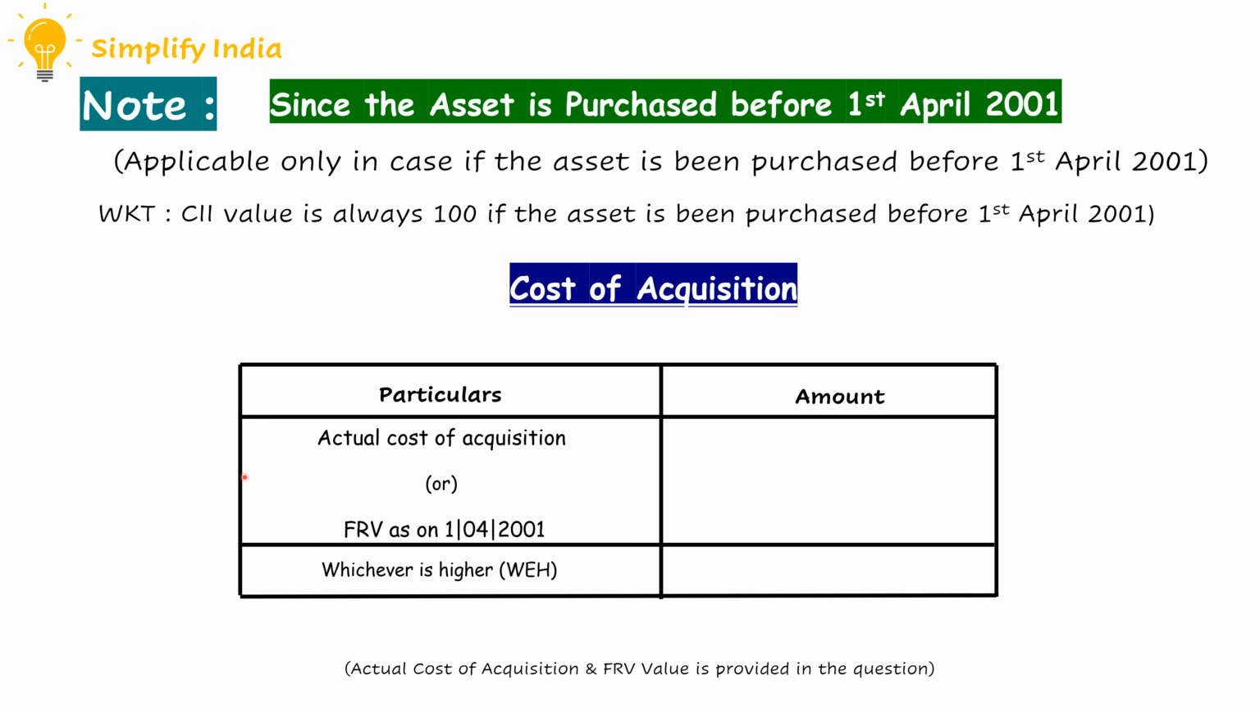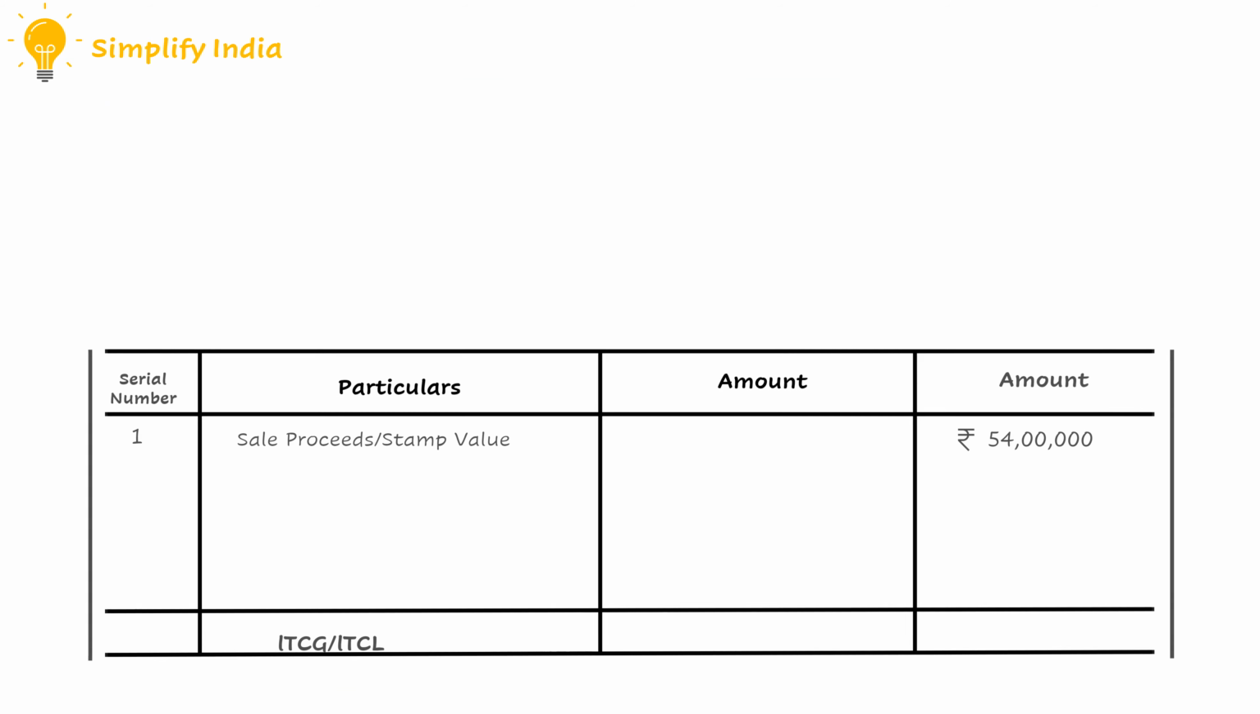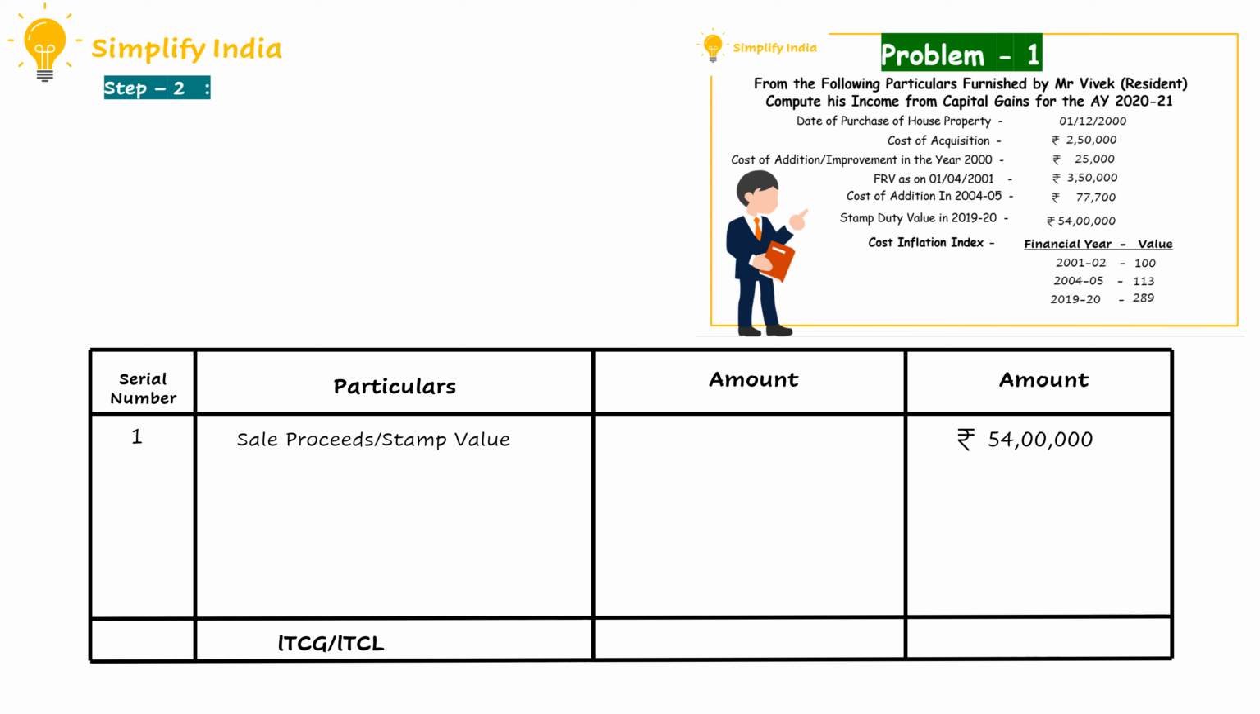First, we have to take the actual cost of acquisition given in the problem, which amounts to rupees 2,50,000, and the FRV value as on 1st April 2001 amounts to rupees 3,50,000. From both of these amounts we have to take whichever is higher, and this amount has to be considered for calculation of index cost of acquisition. Now let us calculate the index cost of acquisition for rupees 3,50,000, which was the FRV value.